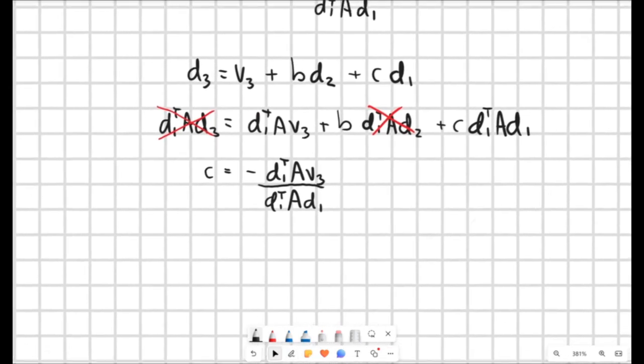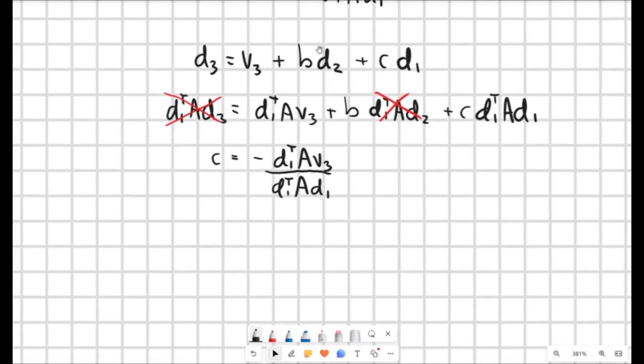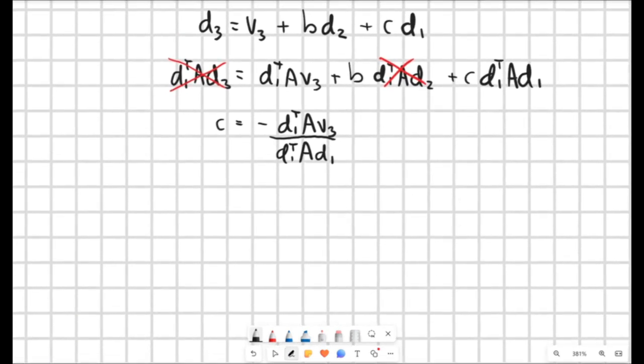Okay, so we're getting there. We still need to find our constant B, but as you can probably see coming, we're just going to use the same trick again. This time we're going to pre-multiply this equation up here by D2 transposed A D3.